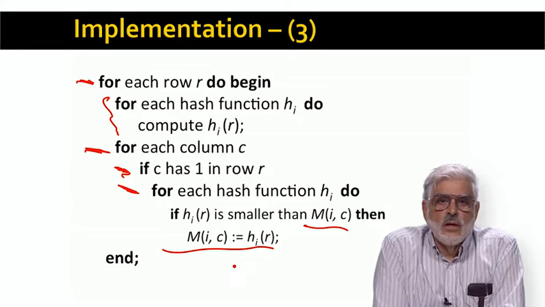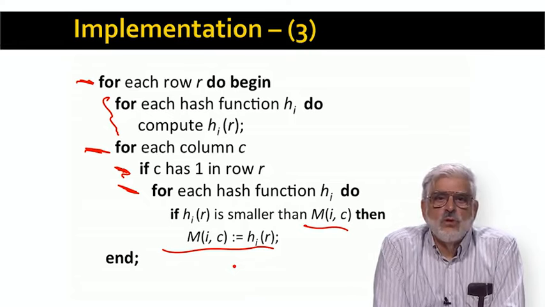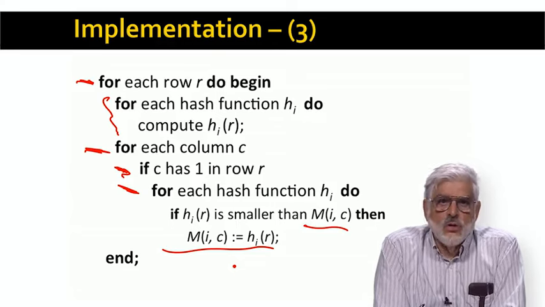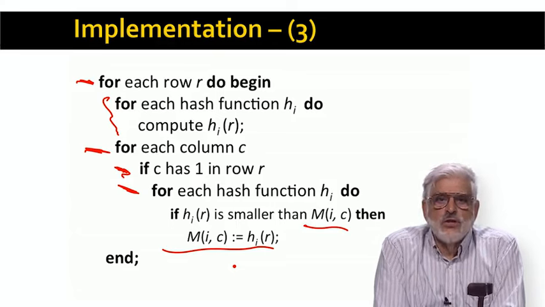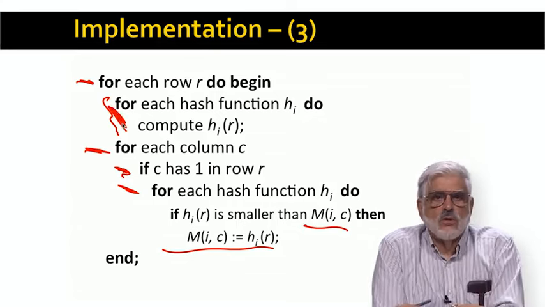We take M of i and C to be infinity initially, so the first row in which we find a 1 in column C surely is placed in that slot. Also note that it is important we compute h sub i of r only once for each hash function in each row, outside the loop over the columns. That was this.